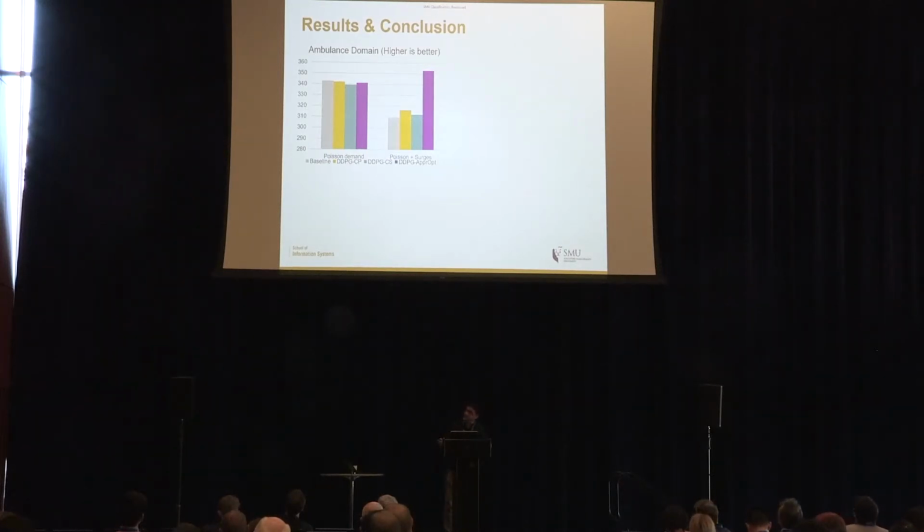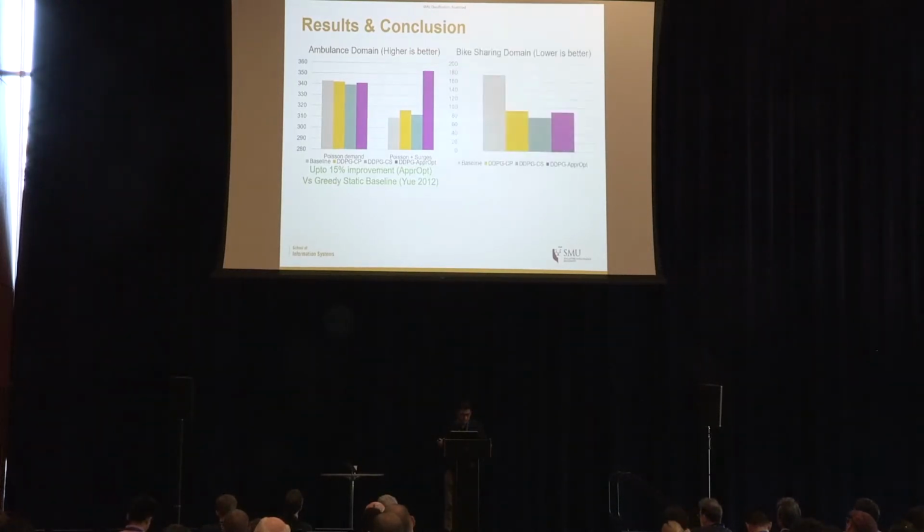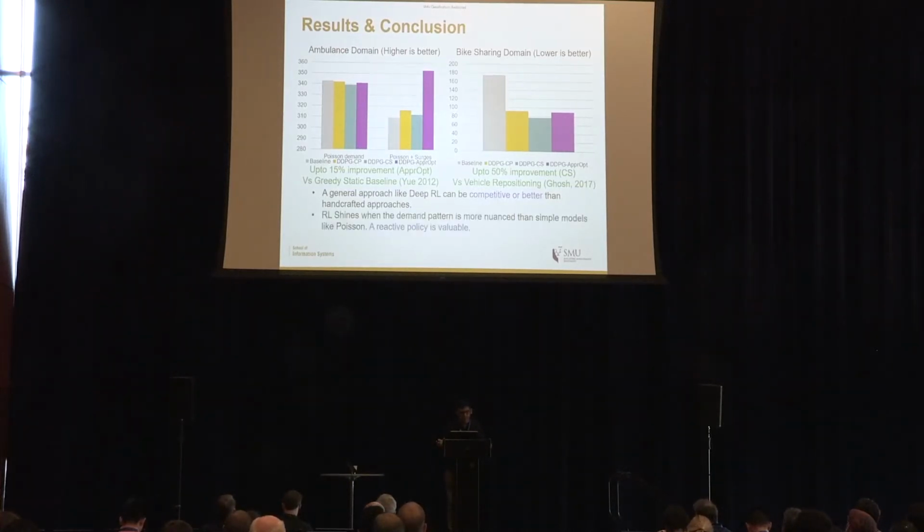And when we introduced some random surges, then the DDPG abrupt method did about 15% better than the other methods. And in the bike sharing domain, all our approaches did about 50% better than the baseline. So to conclude, a general approach like DPARL can be applied, and it can be comparable or better than some classical approaches. That's what we demonstrated.